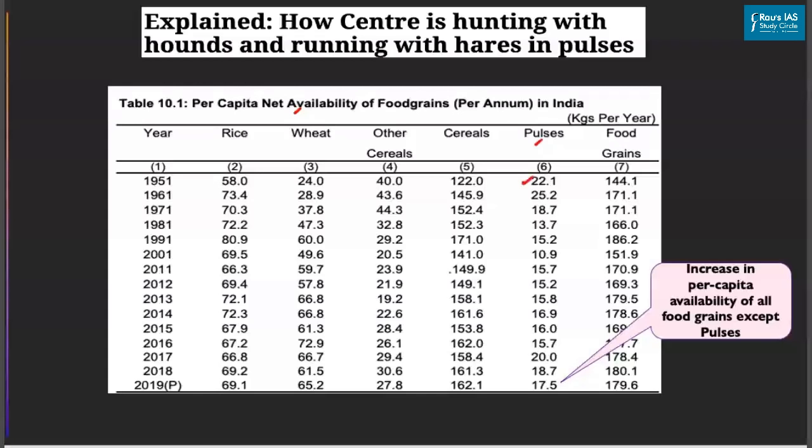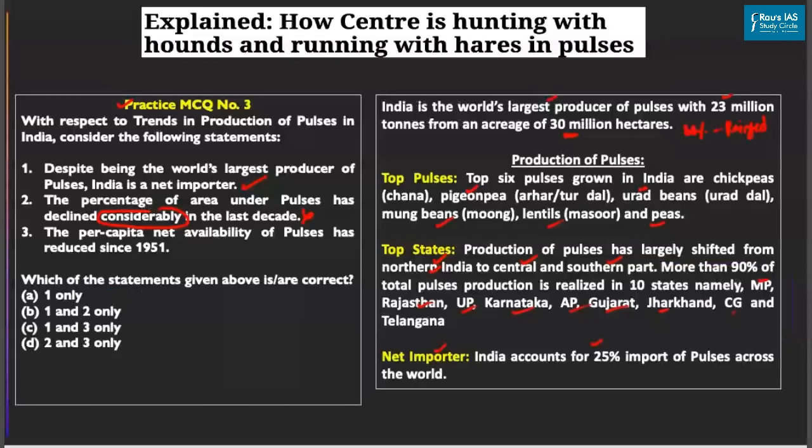But in the year 2018-19, this has dropped down to almost around 18 kgs per year. As far as the other food grains are concerned, for example, rice, wheat, cereals, food grains, etc. All of these have registered an increase in the per capita availability. It is only the pulses that have seen a decline in the per capita availability. So if you go back to the statement here, it says that it has reduced, which is actually correct. Accordingly, the right answer would be C, that is 1 and 3 only.